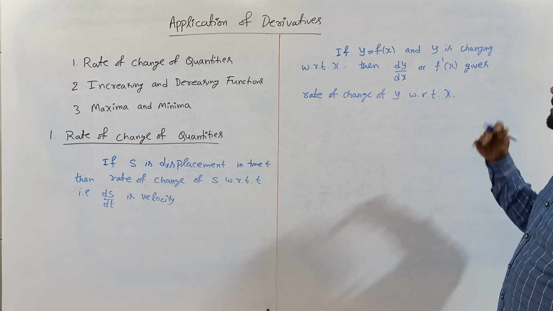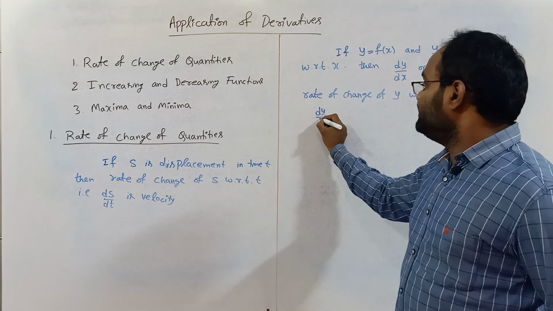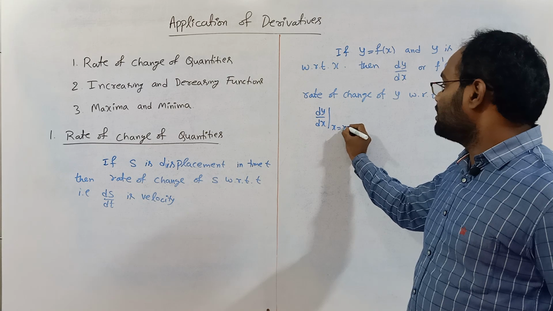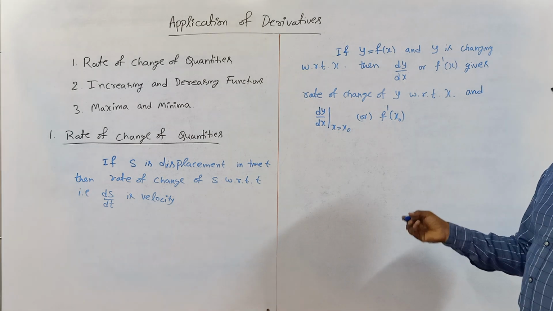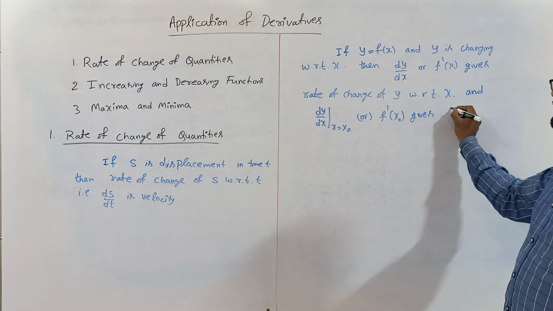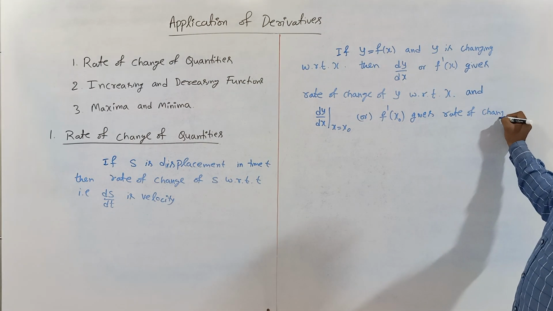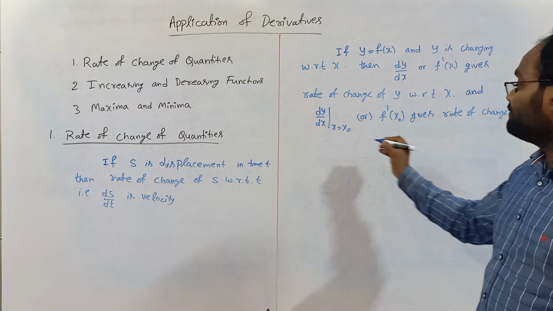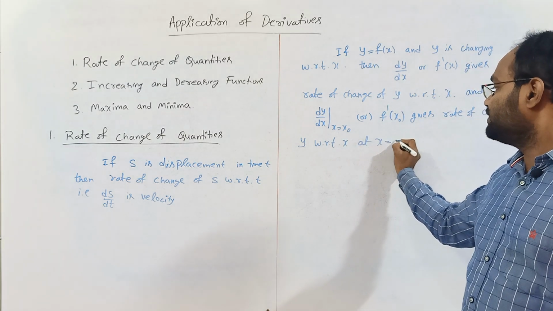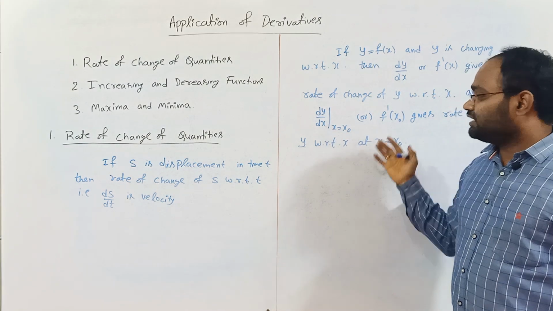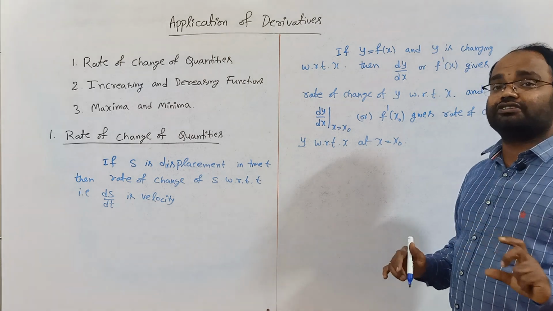In particular, at some particular points, what it indicates, dy by dx at x is equal to x naught, ಅಥವಾ ಇದನ್ನೇ ಏನಂತ ಬರೀಬಹುದು, f dash of x naught, what it indicates, gives rate of change of y with respect to x at x is equal to x naught at some particular point. If you consider, that will give the rate of change of y with respect to x at the given point x is equal to x naught aste.